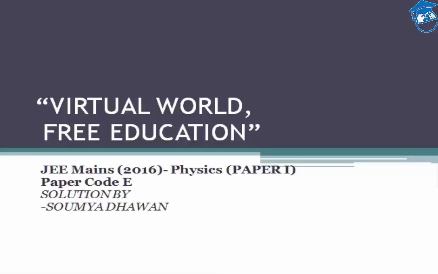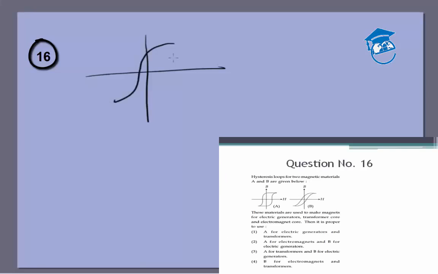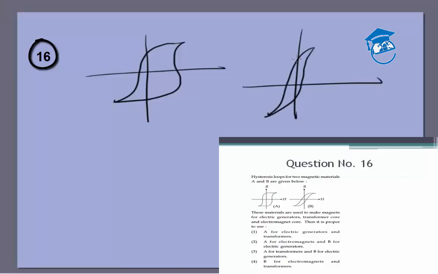In this video, we'll discuss solutions to the 2016 JEE Mains Physics question paper. Question 16 is also concept based. You have two graphs, one is quite thicker like this, and the other is quite thin like this. And that just means that the thinner graph has lower retentivity and coercivity.